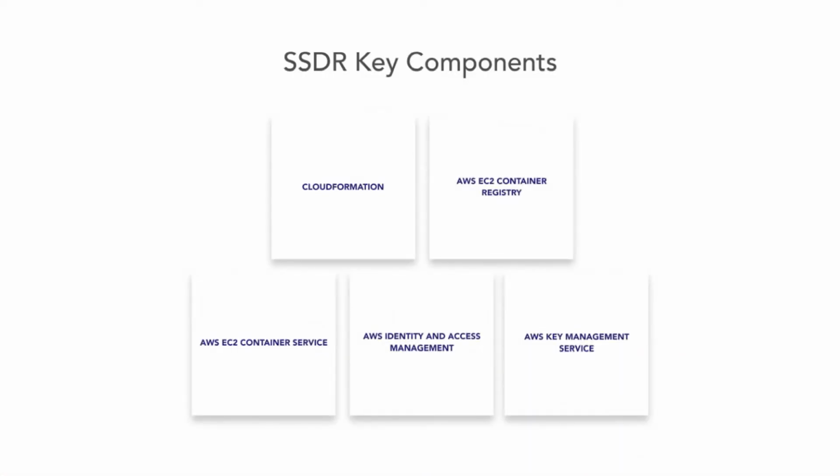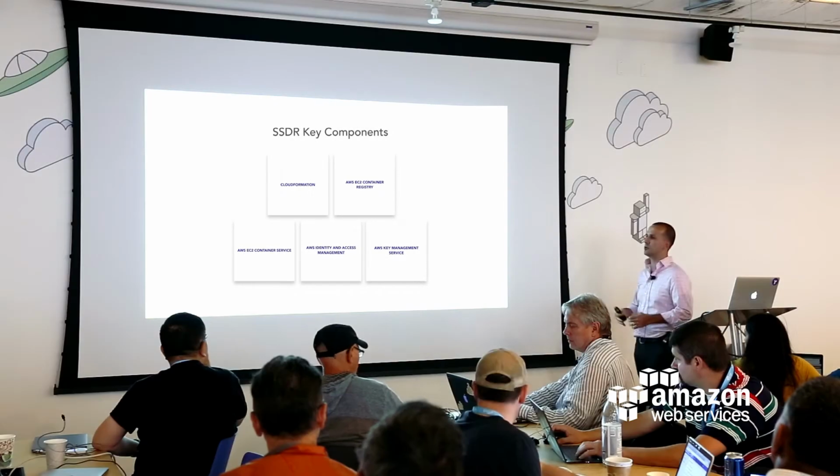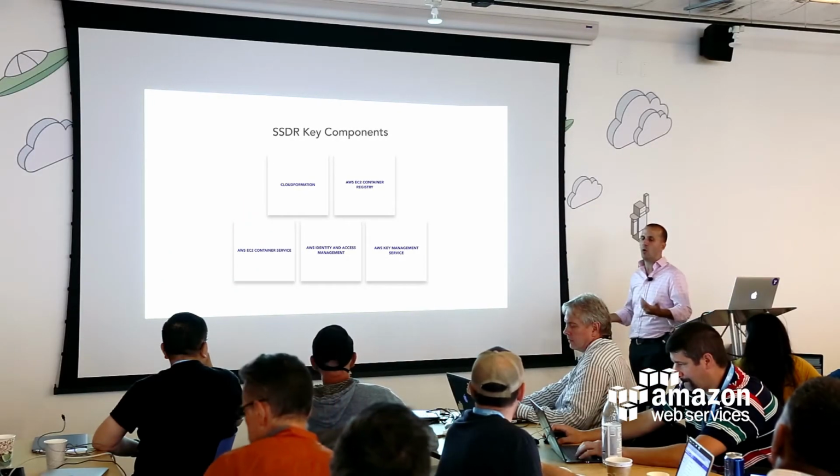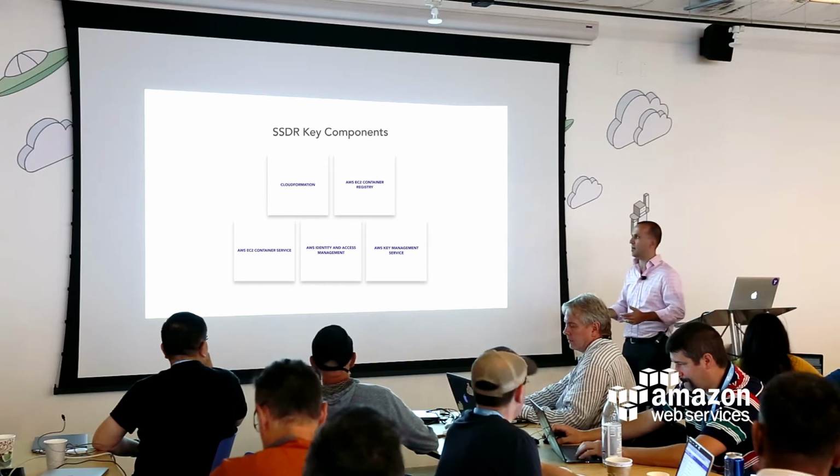Now, the SSDR key components, again, are based on CloudFormation. So we generate a CloudFormation template, and then we call the AWS API to build those templates for us. We use AWS EC2 container services. We used to use Docker Hub, and then we moved to ECR for the reason that we can have control around our repos, we can apply policies, and we know what images are pushed around our environments.